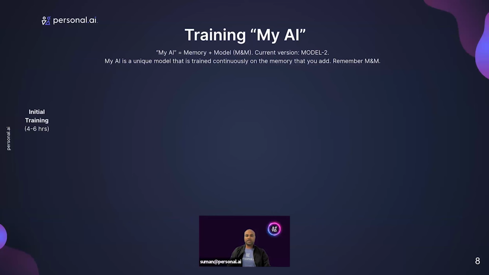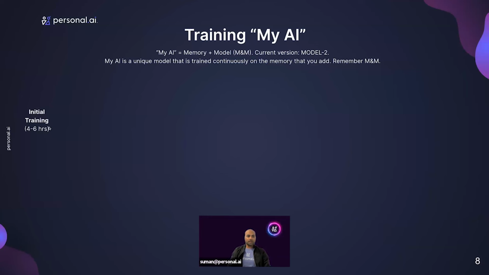So jumping into training my AI, the My AI representation is about your memory and your model combined, or simply to remember M&M, memory plus model. There is no model in personal AI space without the memory. Memory is what makes the model a model. The current version of the model we are running is model 2, as we refer to it internally. We published a blog on model 2 and some of the details around the conversational capabilities, which you can access.